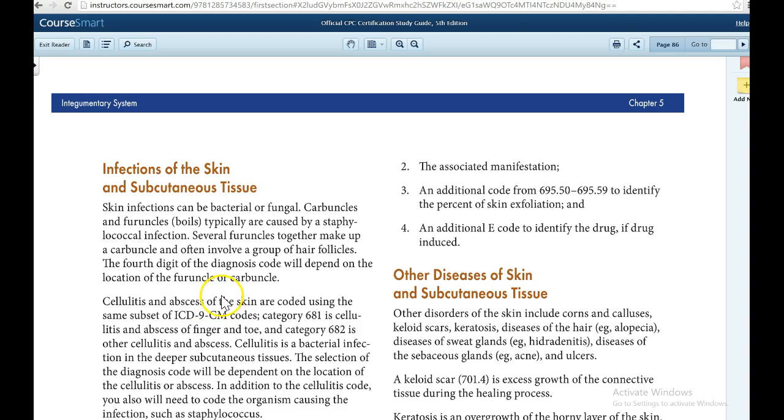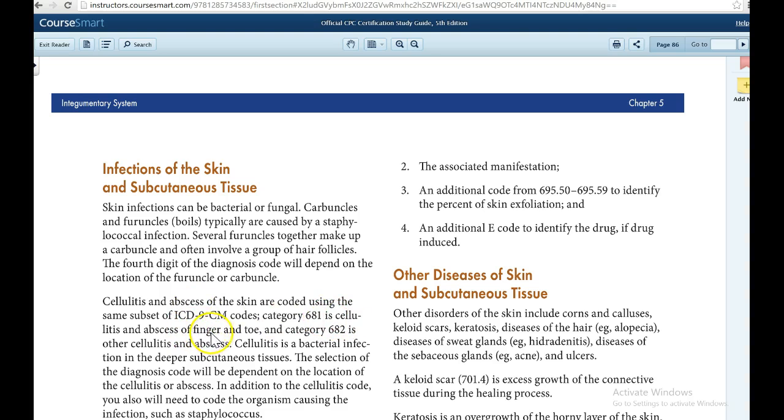Another infection that you all will see a lot of and you'll code a lot of will be cellulitis, and the abscesses of the skin are coded using the same subset of ICD-9 codes from category 681.